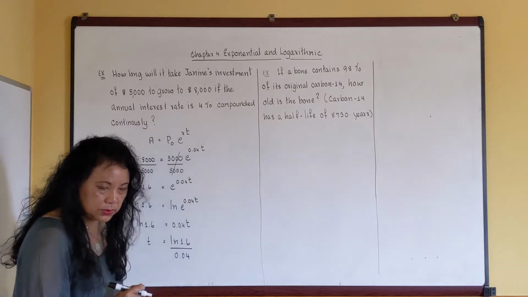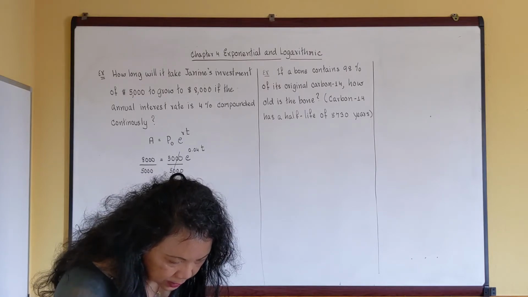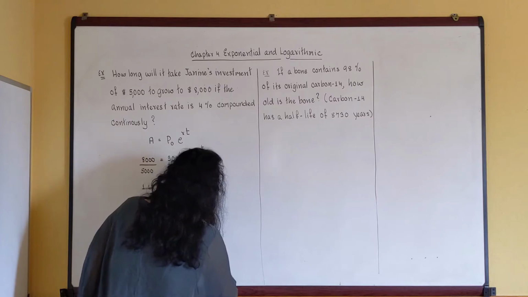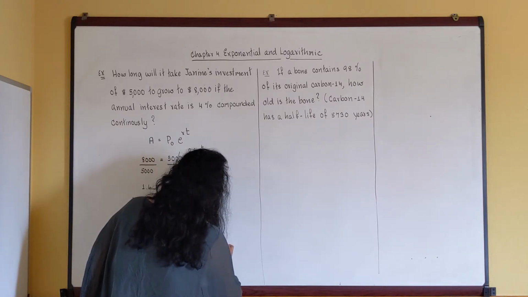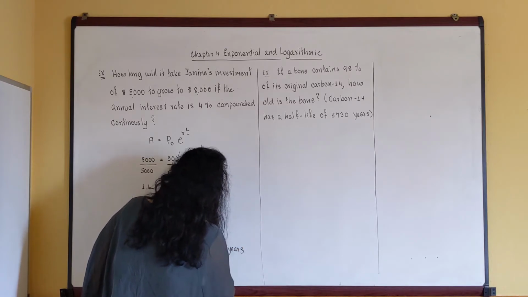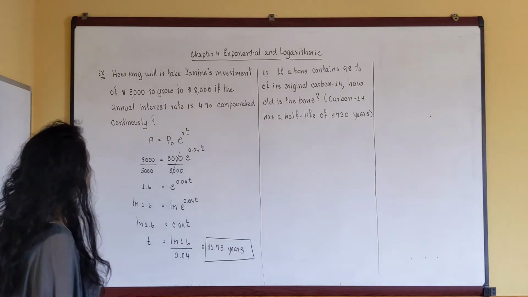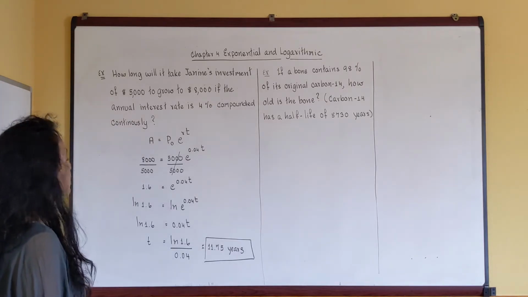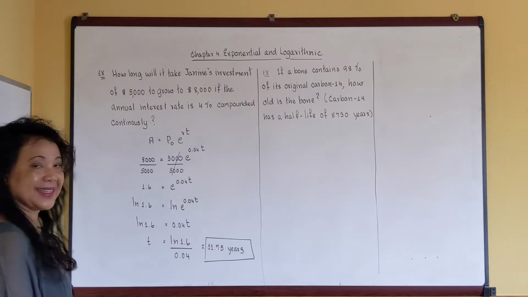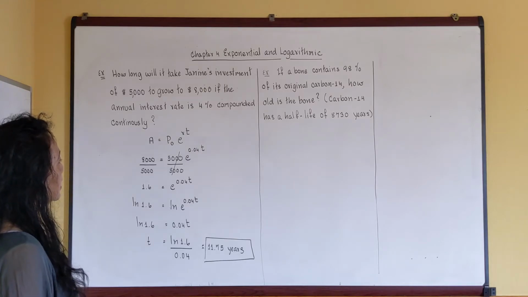Then you need to use the calculator. I think it's 11.75 years. So it takes almost 12 years to increase your money from $5,000 to $8,000 if the interest rate is 4%. Alright, now let's look at the next example.